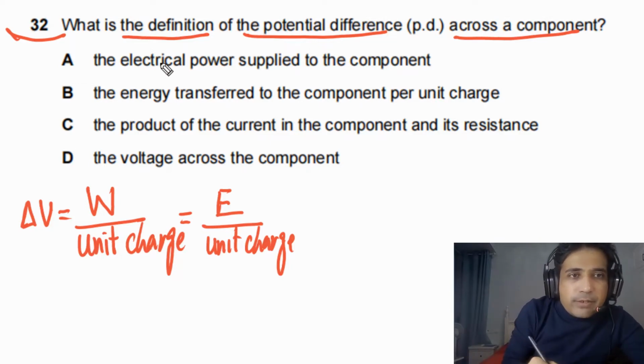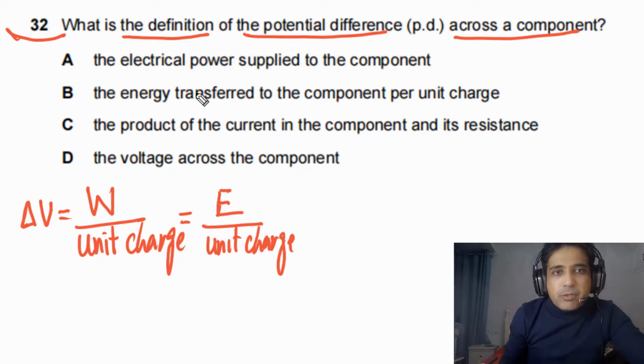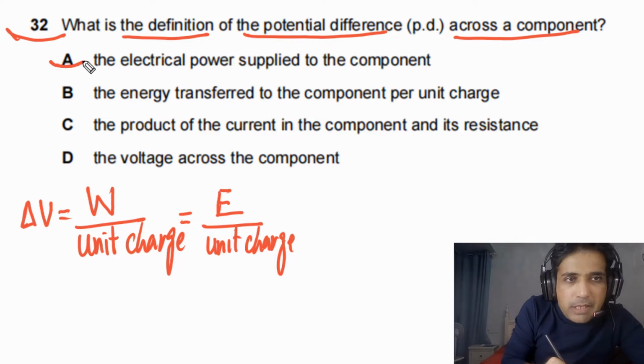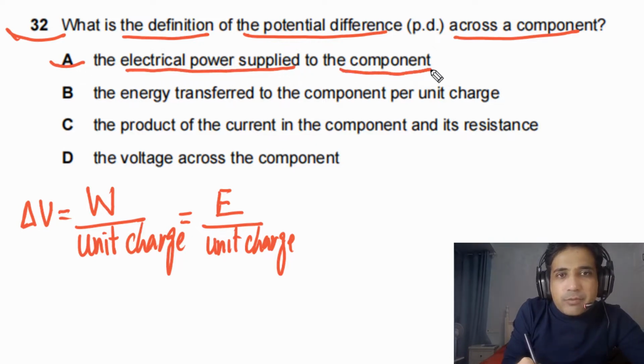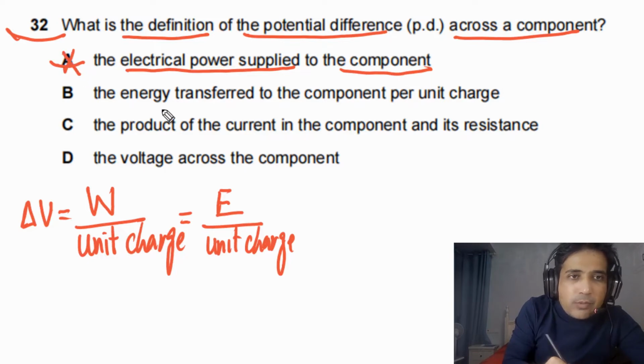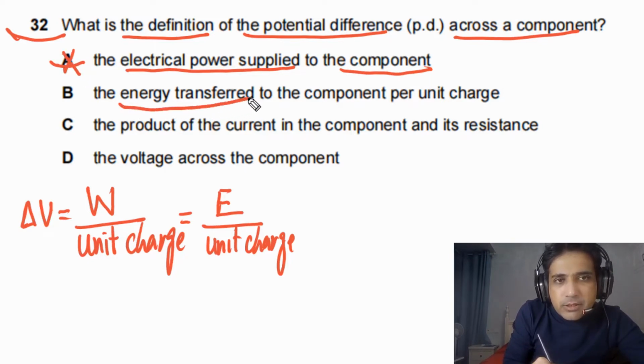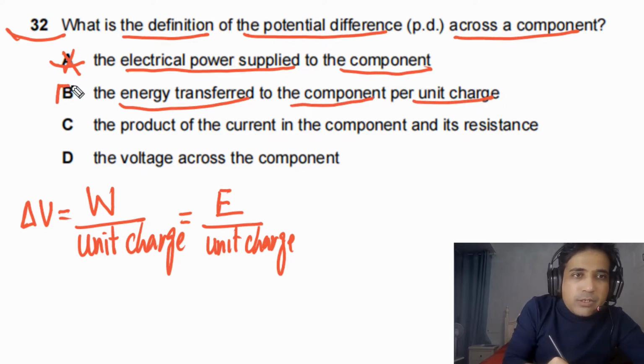Let's try to find the best possible option. Option A is the electrical power supplied to the component. This is an incorrect option. But option B is the energy transfer to the component per unit charge. So this is our answer. This option is correct.